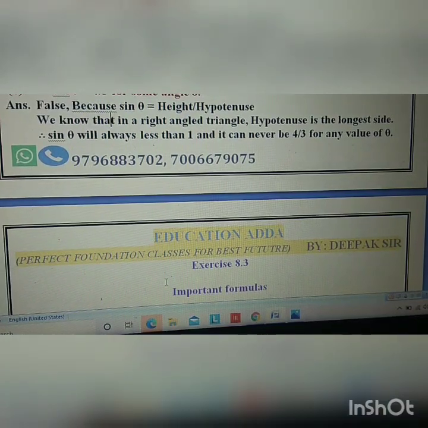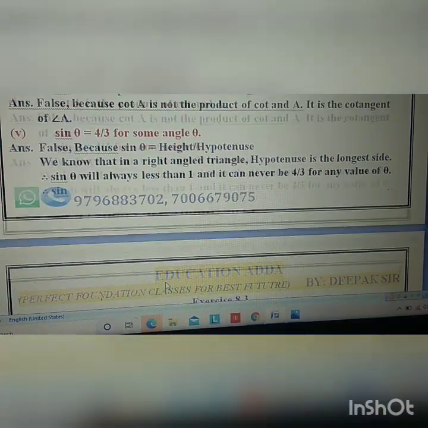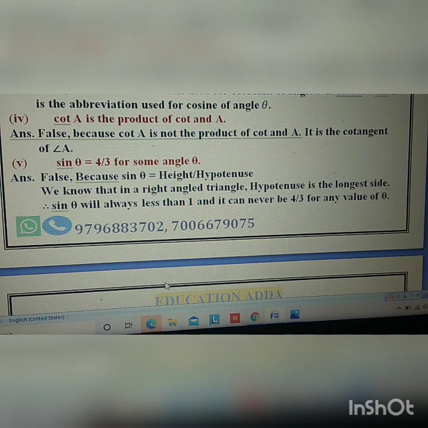And part number 5, that is the last part of this exercise, sin theta is equal to 4 upon 3. So sine is the ratio of height upon hypotenuse, that is perpendicular upon hypotenuse, and we know hypotenuse is the longest side. By the given question, sin theta is equal to 4 upon 3, that is height is 4 and hypotenuse is 3, but height cannot be greater than hypotenuse, so sin theta can never be 4 by 3 for any value of theta.